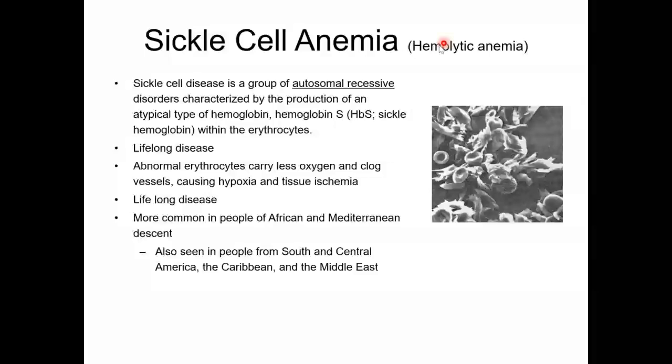Sickle cell is a lifelong disease. Abnormal erythrocytes, these sickle red blood cells, carry less oxygen. Key. This is a problem for them. You can't carry oxygen because it's not that really nice concave disc-shaped pliable red blood cell that we need. And because they're a funky shape, they clog the vessels.